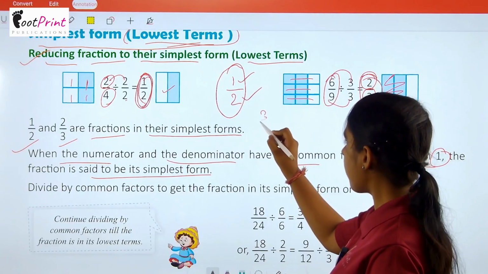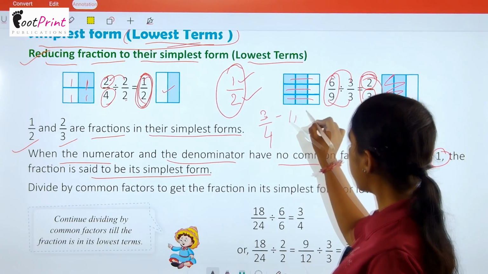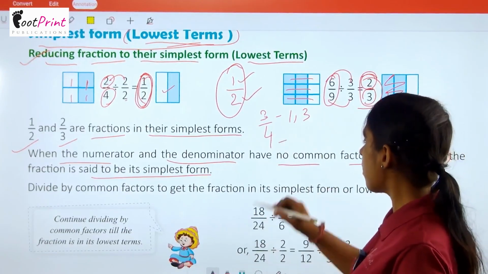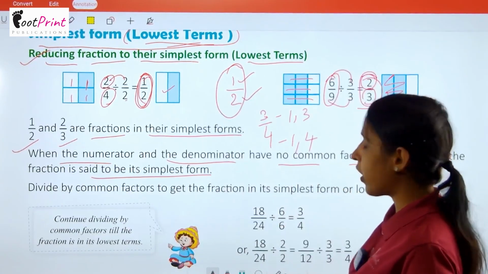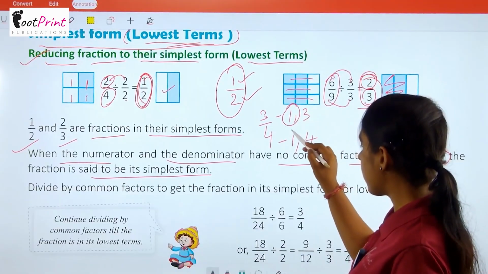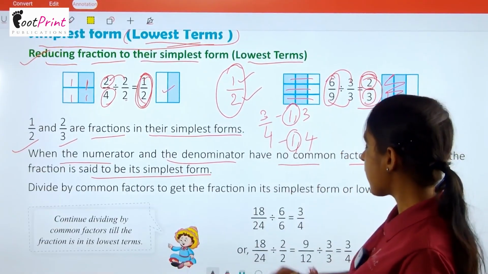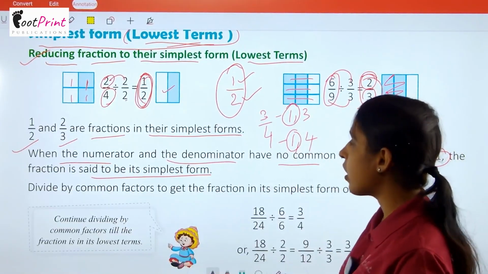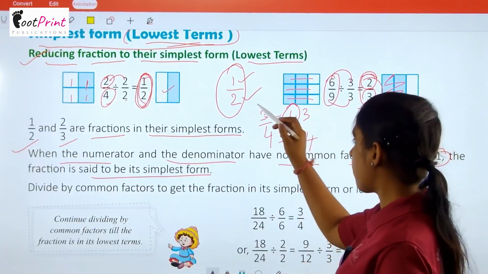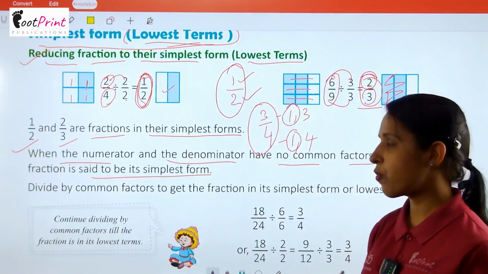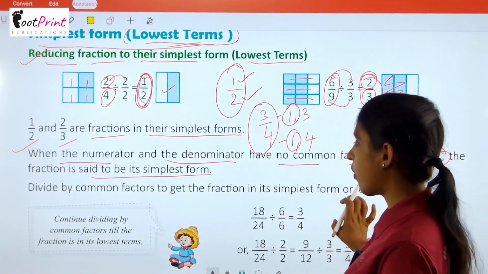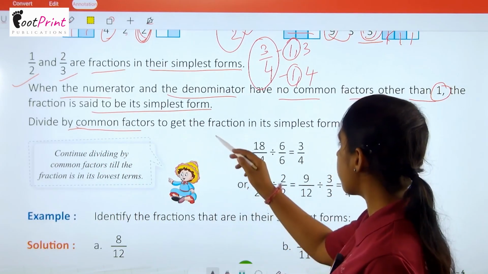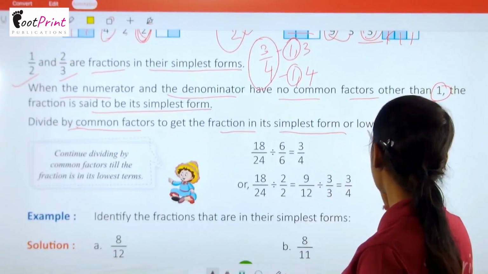जैसे 3 by 4, तो 3 के फैक्टर हो गए 1 and 3. We have already learned what are factors. Or here 4, 1 and 4. So what will be common? 1. Here also 1. So we can say that in this fraction both numerator and denominator have only common factor as 1. It means 3 by 4 is the simplest form of the fraction. Okay. Now divide by common factors to get the fraction in its simplest form or lowest form.